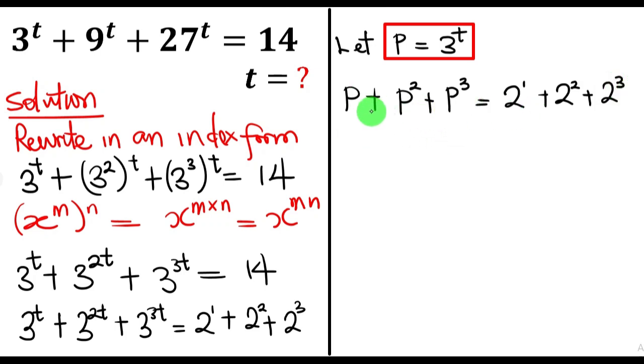Collect the like terms in terms of power. We're going to have p, which is the first p raised to the power of 1, when we bring in 2 raised to the power of 1, so we're going to have minus 2 to the power of 1.